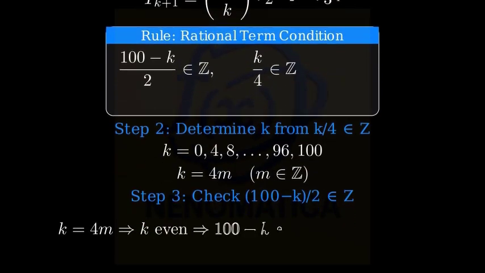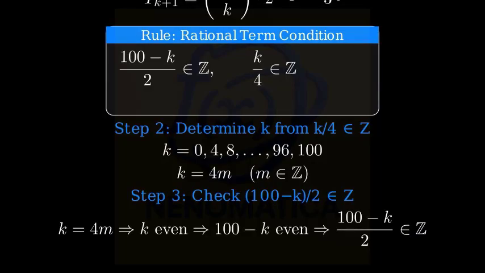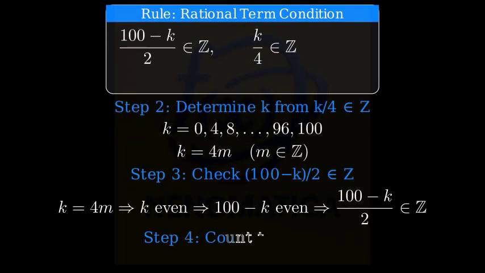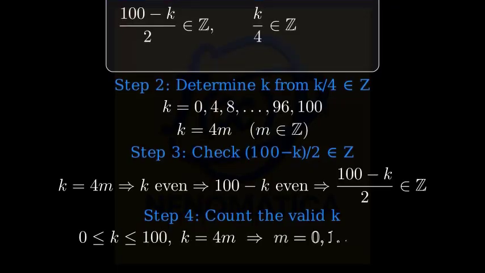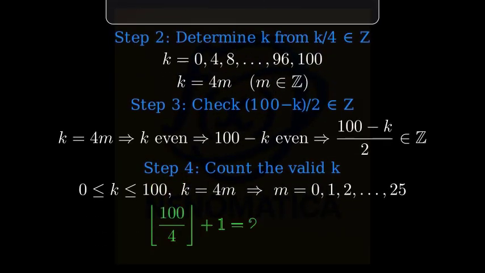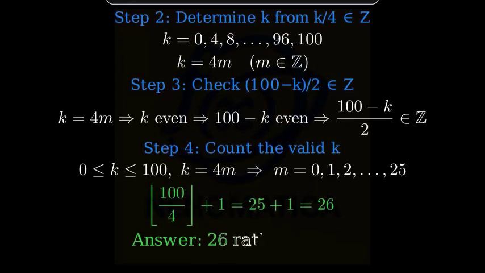Step 4. Count how many k work. From k equals 4m between 0 and 100 inclusive, m runs from 0 to 25. That gives 26 values. Final answer: there are 26 rational terms in the expansion. Let's celebrate that result. Quick challenge. Can you name the first 3 k values that work?